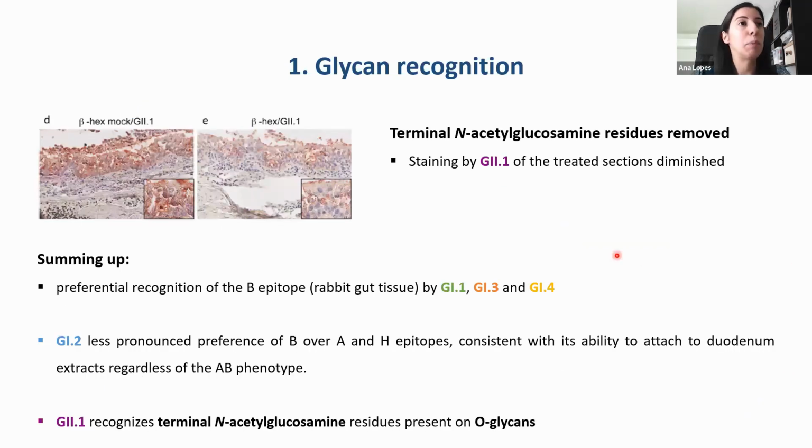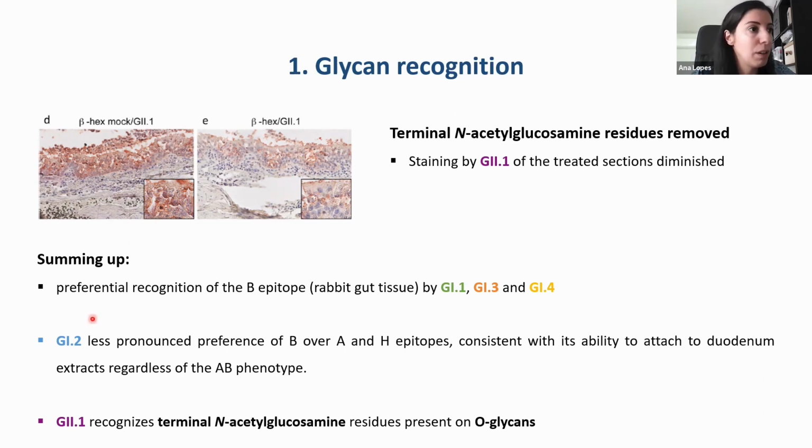Next, we performed immunohistochemistry. So these are the hare duodenum extracts. And you see the red means that it's a positive signal. And what we did here was, again, to remove the N-acetylglucosamine residues from the tissue. This is the non-treated tissue, and EBHSV binds really well. But when you treated the tissues to remove the N-acetylglucosamine, the staining by G2.1 diminished. So we further confirm that it binds to N-acetylglucosamine residues present on O glycans.